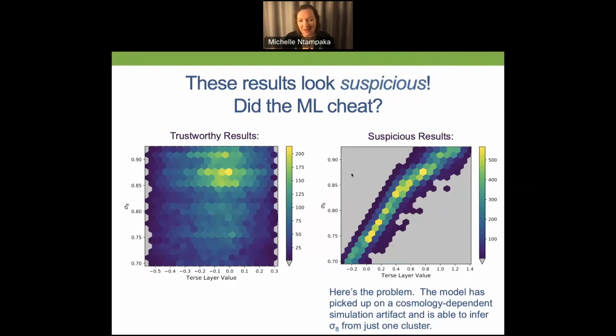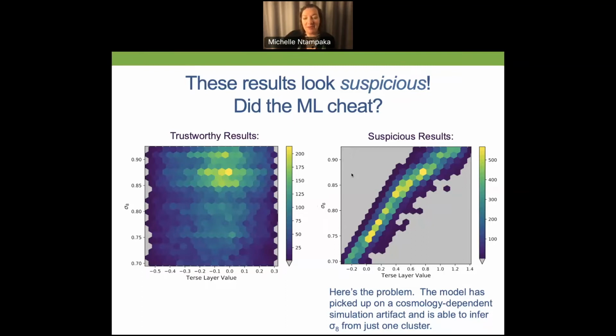On the right-hand side, for my suspicious results, you see the terse layer value is strongly correlated with sigma 8, and this is the problem. The model picked up on a cosmology-dependent simulation artifact. The thing cheated. And from finding this sim artifact, it was able to infer sigma 8 from just a single cluster. Will this extend to actual observations of the universe? Absolutely not. Unless the universe has the same simulation artifact as the data set I put together. This is not a thing that will extend.